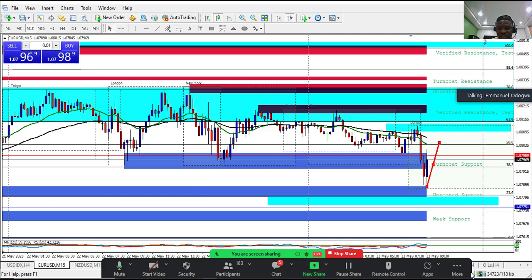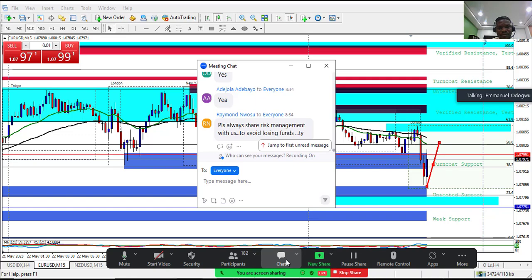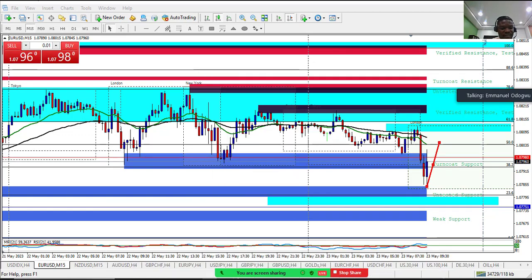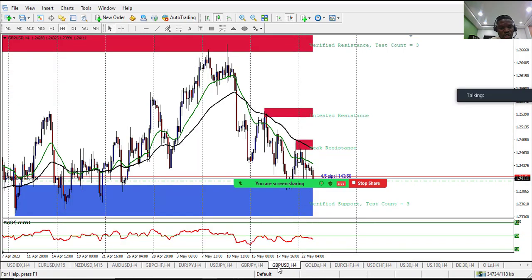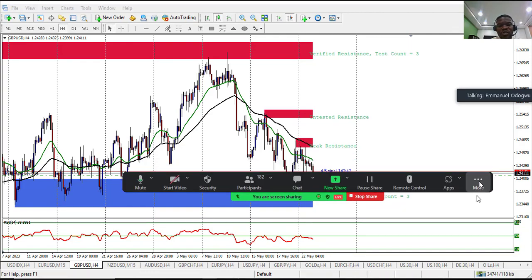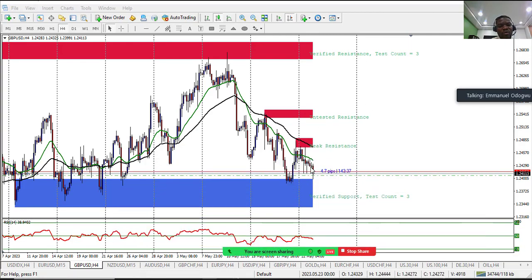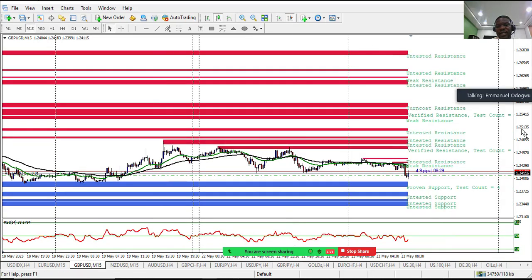Now let's look at GBP very fast. We don't have much time, but I hope we are taking all of the questions. So where is my GBP? The first thing you want to do here is to know if the H4 time frame is going up or going down. We have broken structure here, so let's go to the 15 minutes time frame.